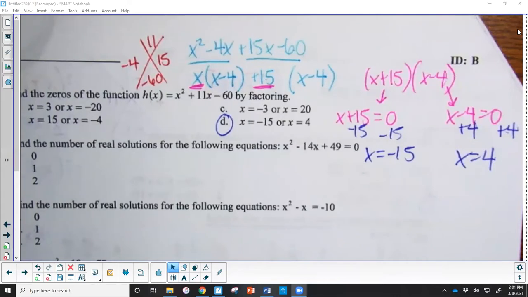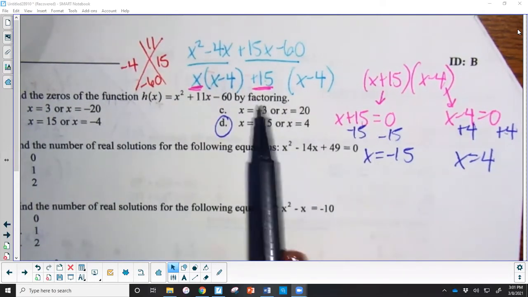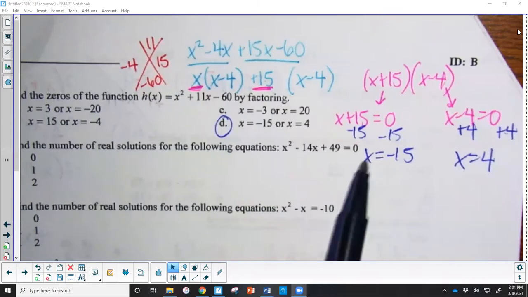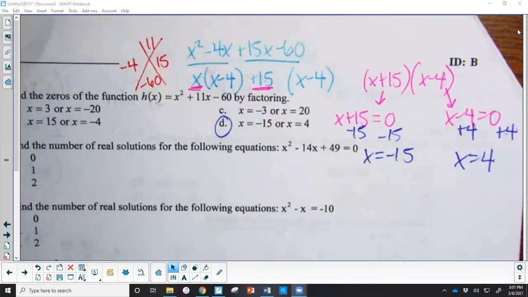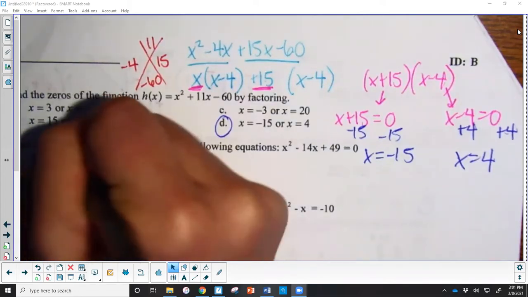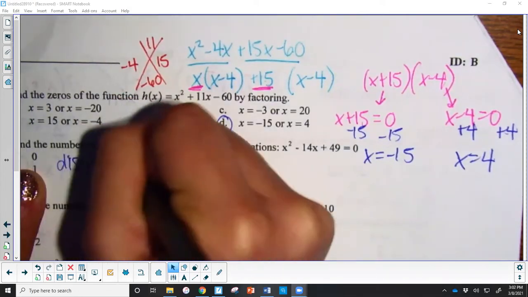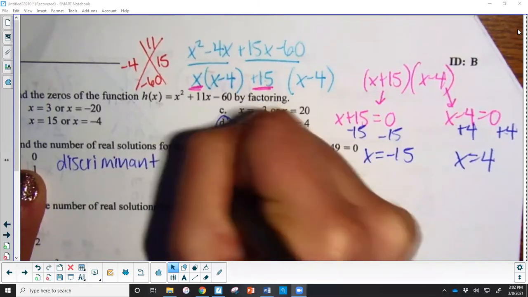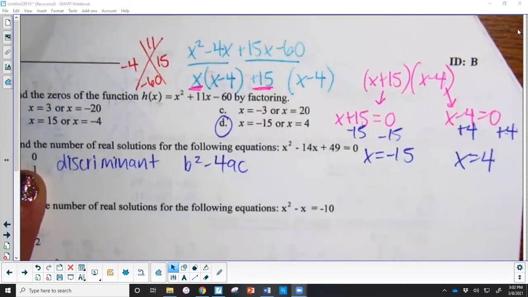Now, a different way on how to do this one is using the quadratic formula. If you use the quadratic formula for this, you will always get what x is equal to. All right, speaking of the quadratic formula, to find the real number of solutions, I need to know what the discriminant is. And that's b squared minus 4ac, and that's where we get that from the quadratic formula.